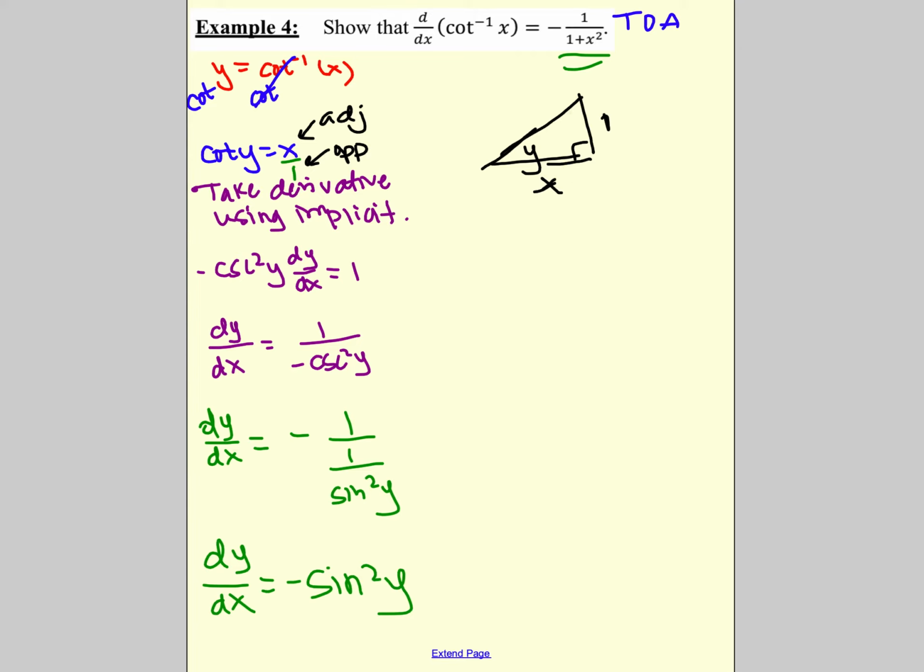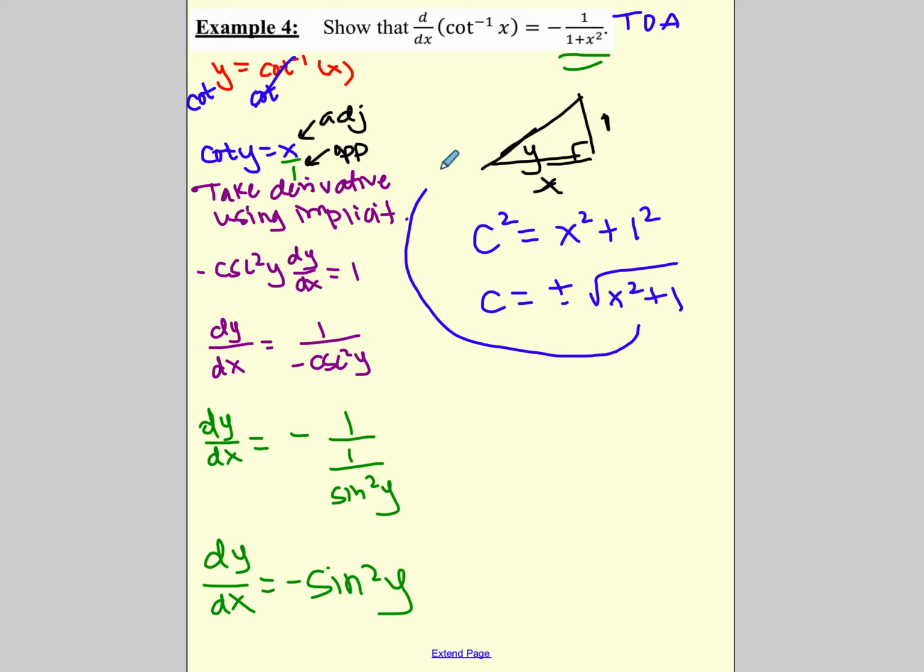In this case, I don't have my hypotenuse, so I'm going to solve for my hypotenuse. Okay, so hypotenuse usually we do c, so c squared is equal to x squared plus 1 squared. And then to get c by itself, we take the square root, so it'd be x squared, and then 1 squared is 1. So my hypotenuse in this case is the square root of x squared plus 1. Now I can use this triangle to find sine of y and then square it.